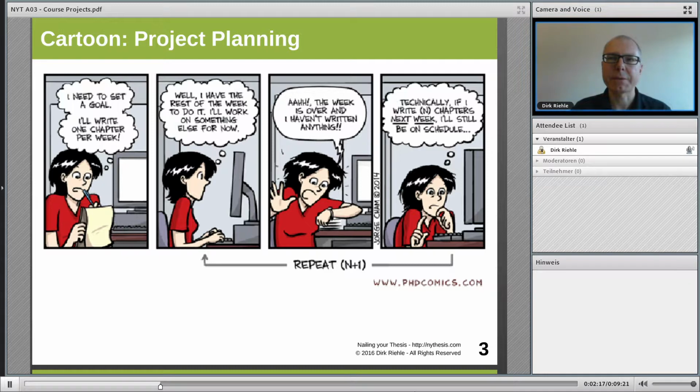Yes, project planning. So my PhD students are fans of PhD comics, a cartoon about, well, being a PhD student, but also quite often about being a researcher. So here you see a rather naive approach to project planning. I think the lesson is, don't sit on it. Get at it right away. Understand that as you postpone or procrastinate, it won't get better.